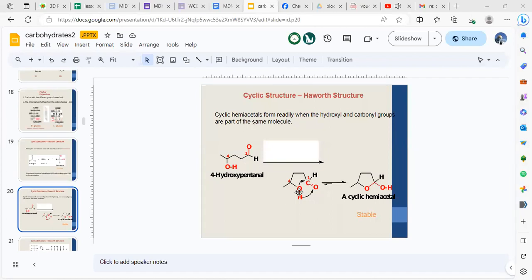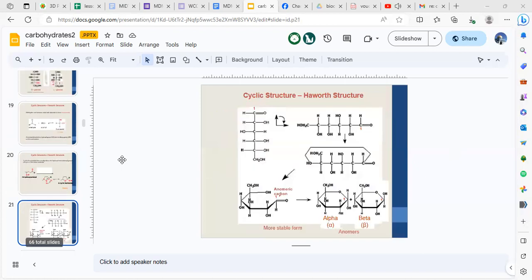Okay, so anyway, I twist this bond around to position the oxygen so that it is within reach of the carbon. In the process, I form a bond, so carbon and oxygen will have a bond. Hydrogen will transfer to this oxygen. So you have a cyclic hemiacetal. So the straight chain glucose molecule can form a hemiacetal as well.